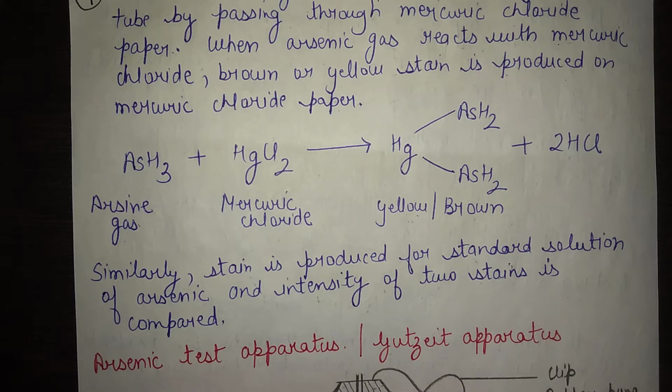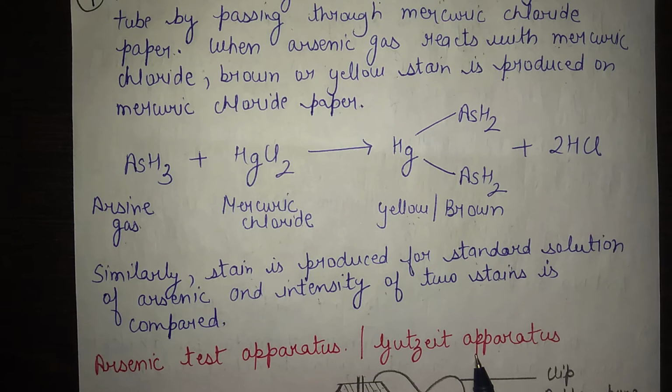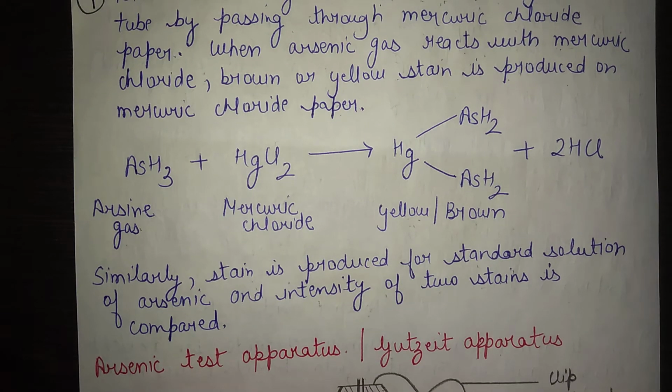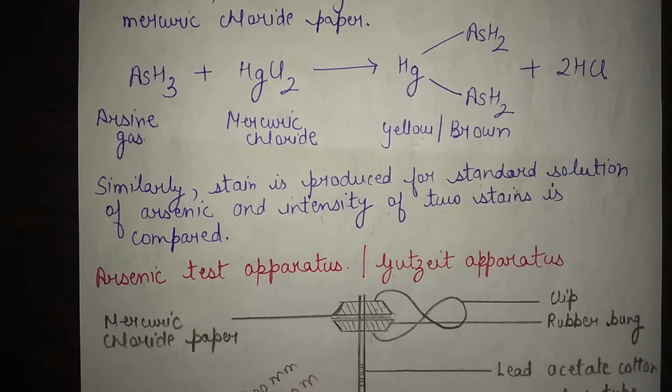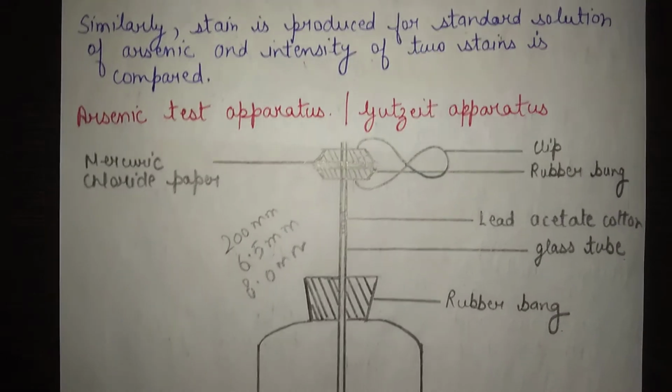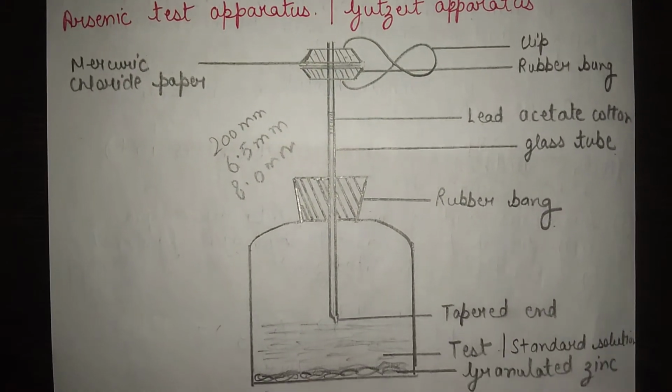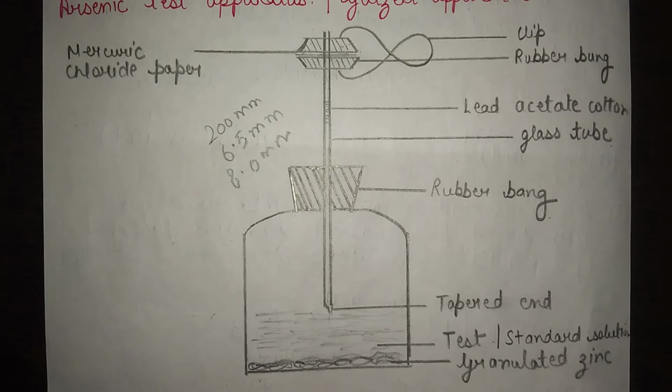Now we are going to talk about the Gutzeit apparatus, which is a special apparatus used for the limit test for arsenic, and in this test this special apparatus is used. That is why this test is very important. So this is the Gutzeit apparatus. This is the glass bottle where we will take our solutions. In our test, one bottle will be labeled as test and the other one as standard, and in the test bottle we will prepare the test solution, in the standard bottle we will prepare the standard solution.